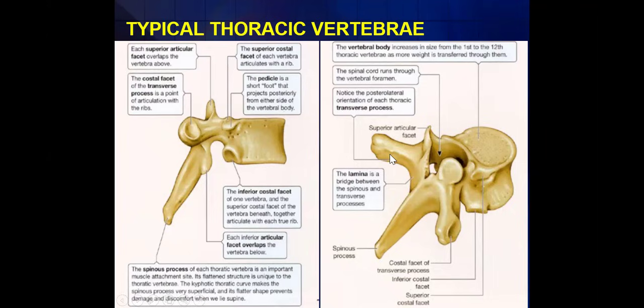This is the lamina, the transverse process, the body. This is the vertebral foramen where the spinal cord is present. These two are the articular processes, the superior articular process on the right and left side. This is the inferior costal facet, demi facet. This is the superior costal facet, the body. This is the pedicle. This is the lamina. This is the transverse process, and this is the costal facet of the transverse process, the spinous process.